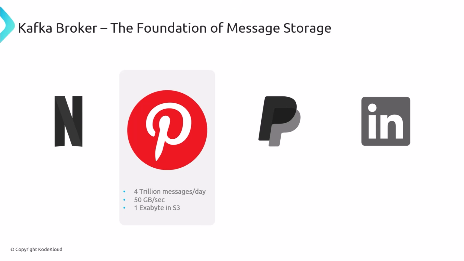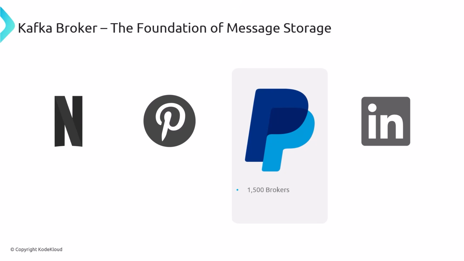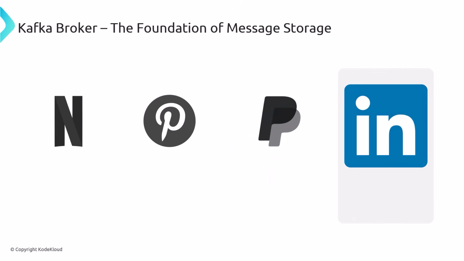in AWS S3. Well, PayPal isn't far behind with 1,500 brokers over 85 clusters, ensuring 99.99% uptime for secure transactions across the globe. And of course, Kafka's birthplace, LinkedIn, runs with around 1,400 brokers to power 1.4 trillion messages every day, driving their data-driven ecosystem. These numbers showcase the raw power of Kafka in action. Whether it's streaming, paying, or connecting people, these tech giants prove that Kafka scales like a champ.